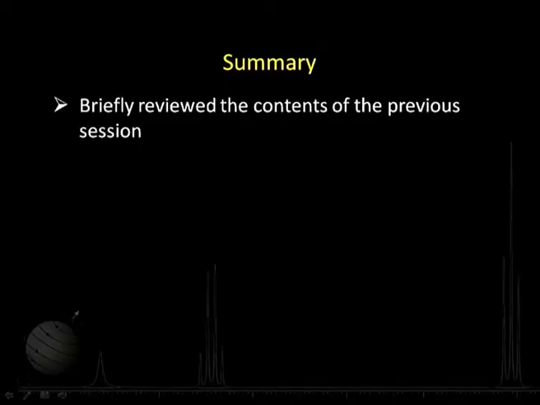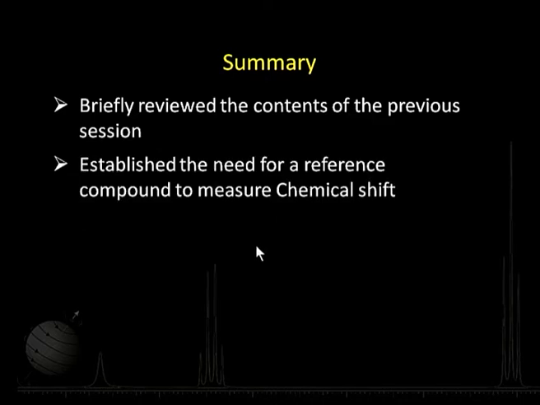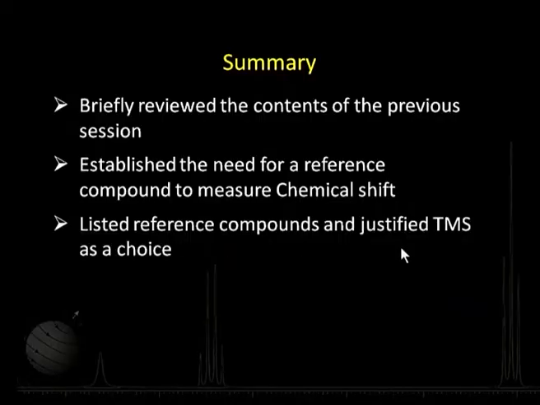So, having talked about the effect of electronegativity on the chemical shift, let us sum up for today. What we have done today is, we started by briefly reviewing the contents of the previous session. Thereafter, we established the need for a reference compound to measure chemical shift, because we raised certain issues, such as that we cannot have a bare proton. So, we established that we need some kind of reference compound, and that reference compound happens to be TMS. We listed different reference compounds, primarily talked about 2 of them, and thereafter we justified TMS as the choice, because we talked about the qualities of TMS which make it a suitable reference compound.